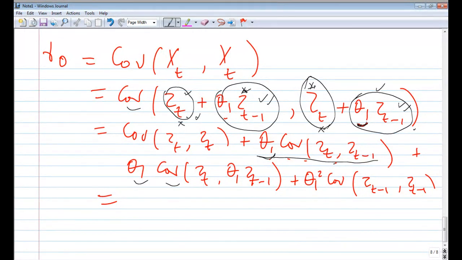Sir, in my case, I started with zt and then zt minus 1. This is what I got. The constant which is theta 1 there, where did it come from? Because here it's theta 1 zt minus 1 and zt.